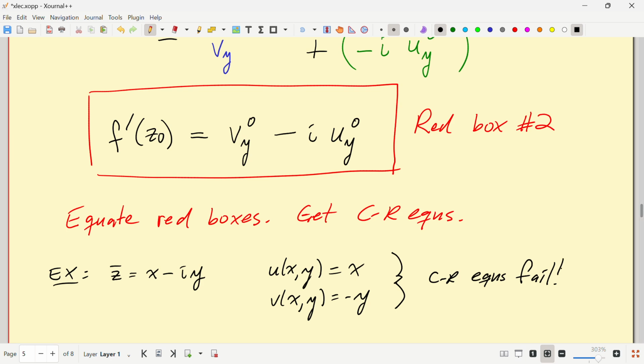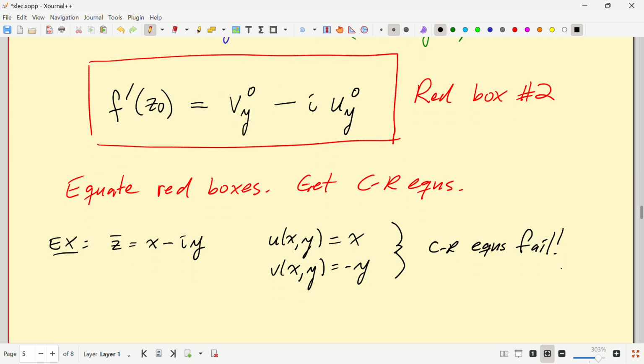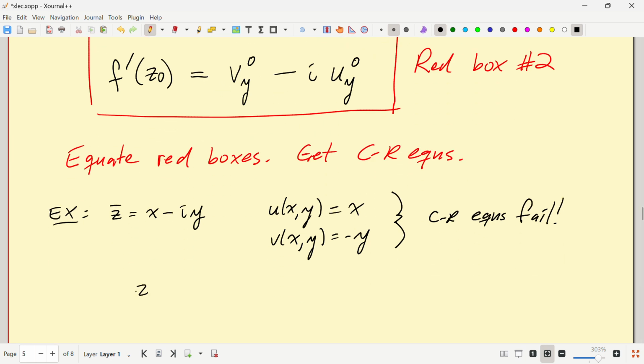So I showed you if it's complex differentiable, you get the Cauchy-Riemann equations. So if the Cauchy-Riemanns fail, the thing can't possibly be complex differentiable. So z bar is not C differentiable at any point.